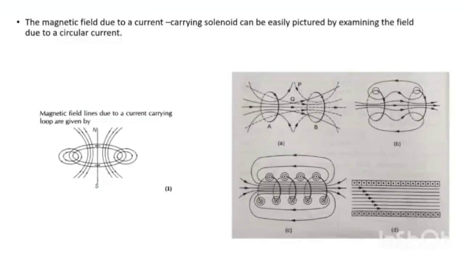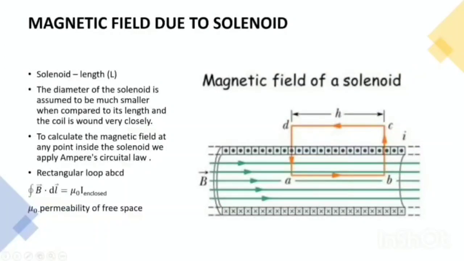These tendencies to have zero field outside and a uniform field inside become more and more effective as the solenoid is more and more tightly wound. The magnetic field inside a very tightly wound long solenoid is uniform everywhere and is zero outside, as shown in figure D. The next slide is about calculating the formula for the magnetic field due to a solenoid.